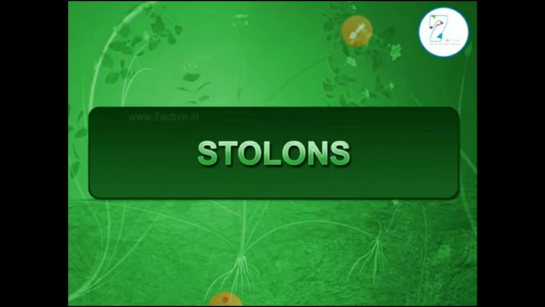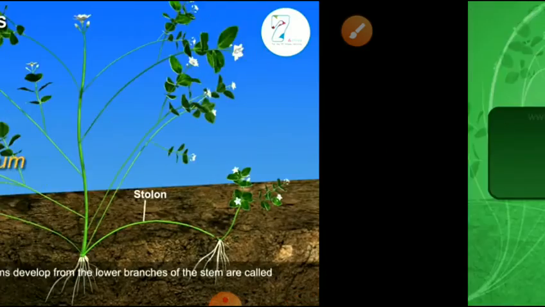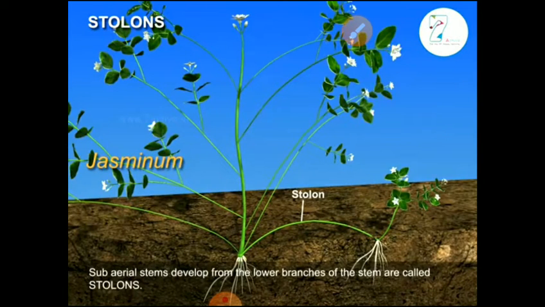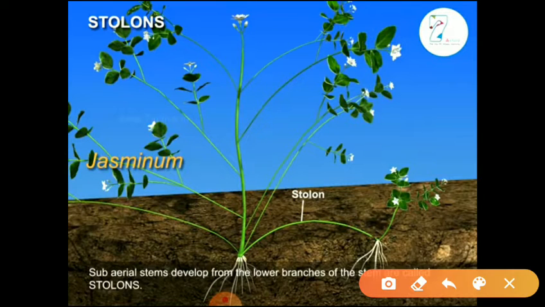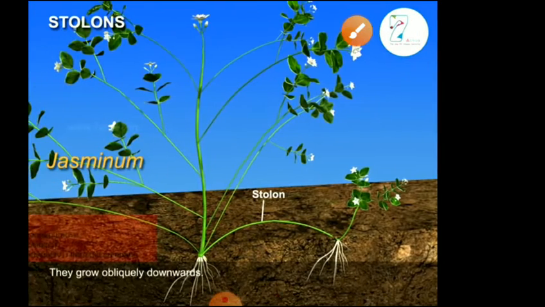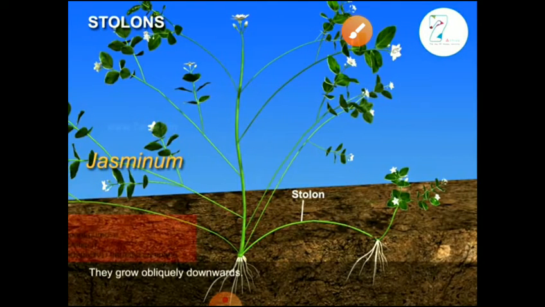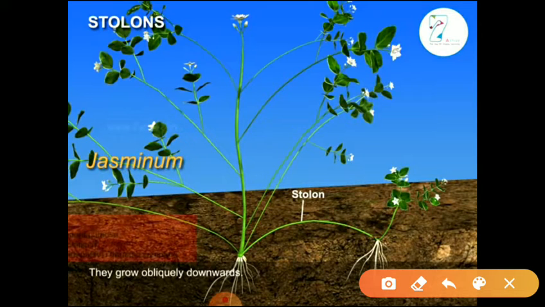Next we can discuss stolons. The subaerial stems developed from the lower branches of the stem are called stolons. So what is a stolon? The subaerial stems which develop from the lower branches of the stem we can call stolons. They grow obliquely downwards. So in which way can they grow? Obliquely towards down.